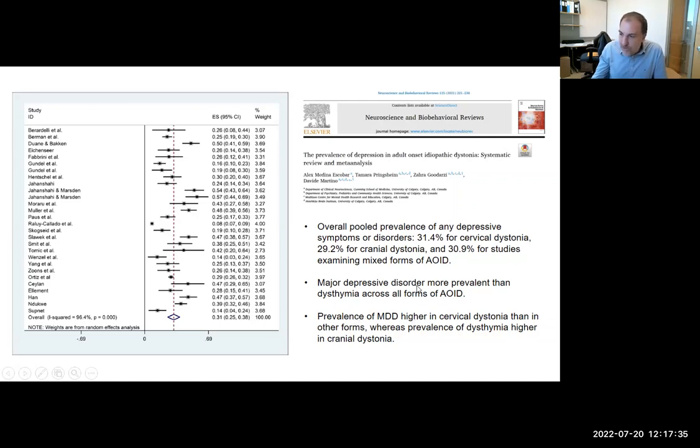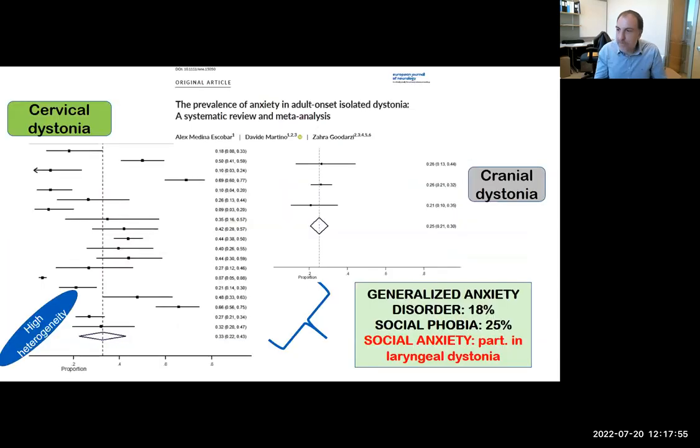Major depressive disorder confirmed to be the most prevalent overall, although people with cranial dystonia may, in some studies, report higher prevalence of dysthymia compared to major depressive disorder, which is interesting, as it might suggest that some depressive disorders may be associated more with some forms of dystonia than others.